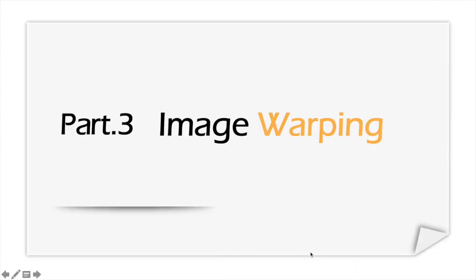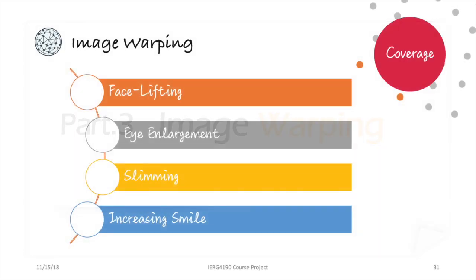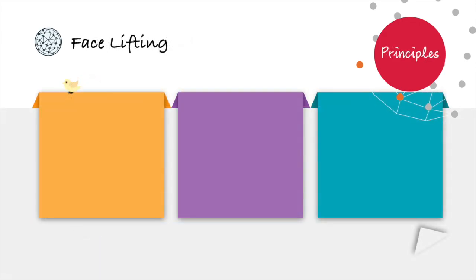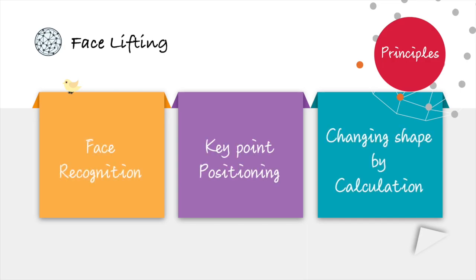Let's move on to the next part, image warping. Image warping can be applied to many functions, such as face lifting, eye enlargement, slimming, increasing smile, and so on. Let me take face lifting as an example. When dealing with face lifting, first apply face recognition technology to locate the facial key points, such as the position and distance of the eyes, nose, mouth, and the leg. Once these key points are found, local image warping can be performed by calculation.